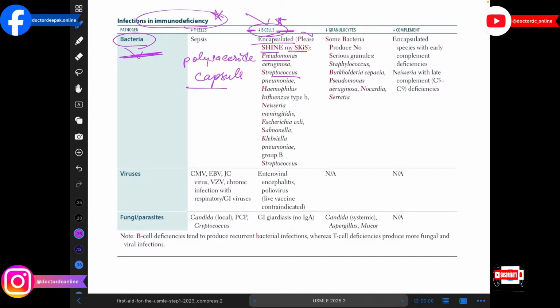And if there is a decrease in granulocytes, which bacteria are going to cause more infection? There are some bacteria that produce no serious granules. It is a mnemonic. For S, we have Staphylococcus, Burkholderia, Klebsiella, Pseudomonas aeruginosa, Nocardia, Serratia. These are bacteria that are going to cause infection when there is a decrease in granulocytes in human beings.